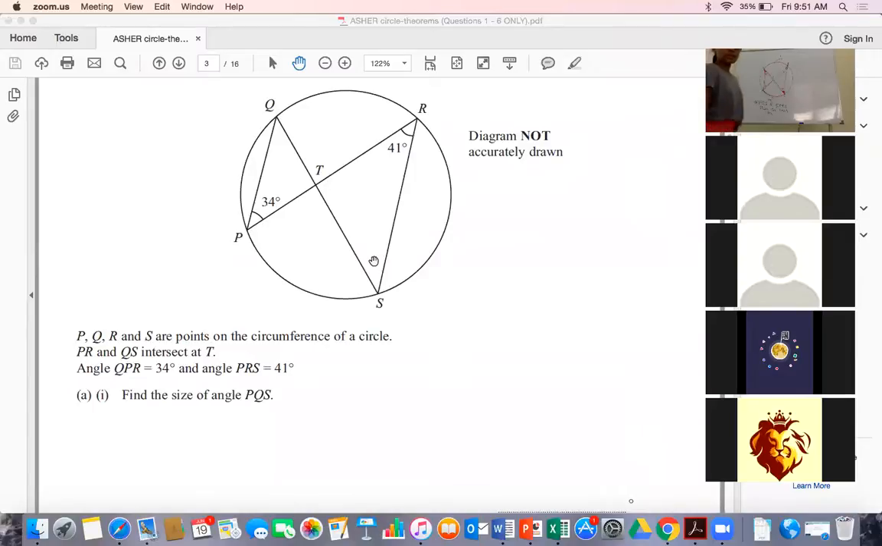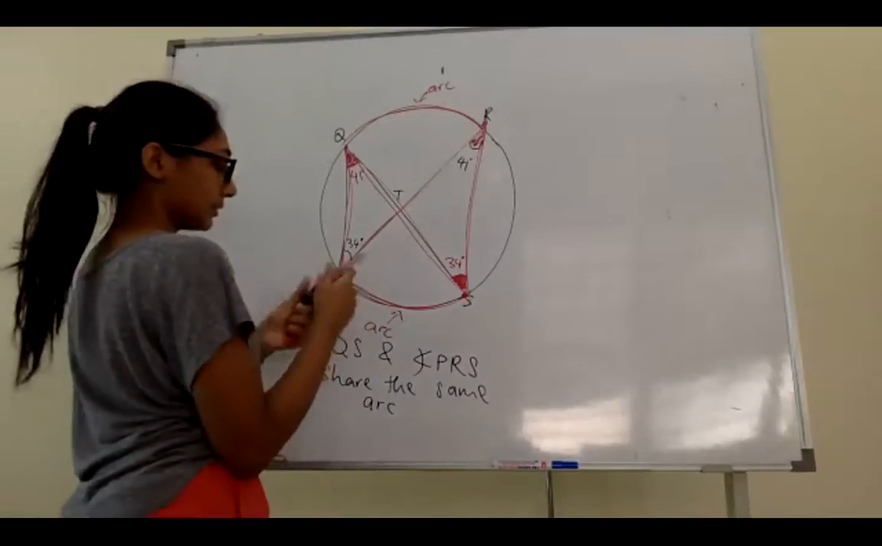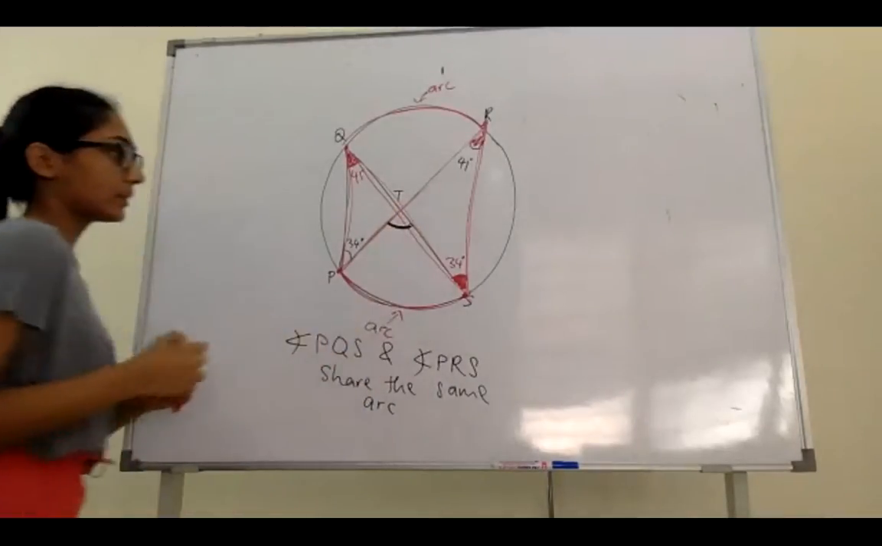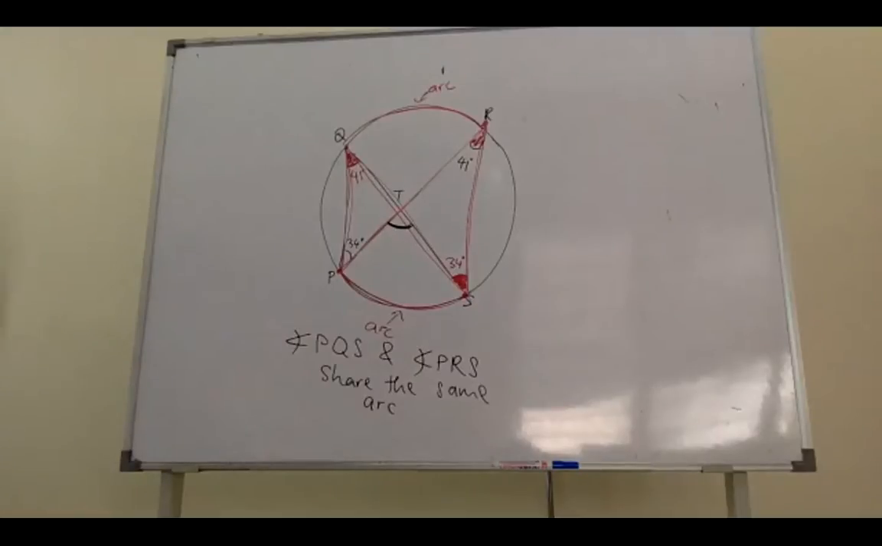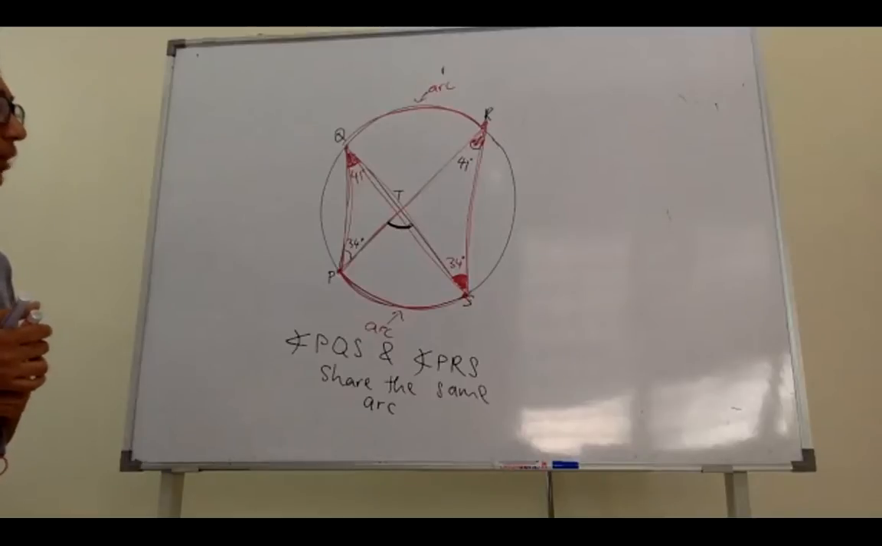PTS would be here. So all I know is the whole angle of T, because it's a circle, it's 360. PTS is what they're asking for. Yeah, I got 75 degrees. How did you get 75? 180 minus 105 is 75 degrees. It's 105.